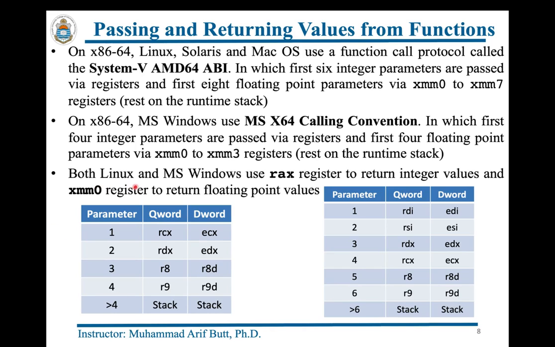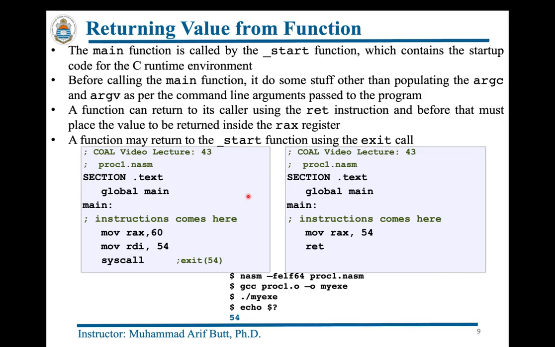Well, dear students, both Linux as well as Microsoft Windows use the RAX register to return integer values and the XMM0 register to return a floating point value. Let us first understand how a function returns some value to its caller.